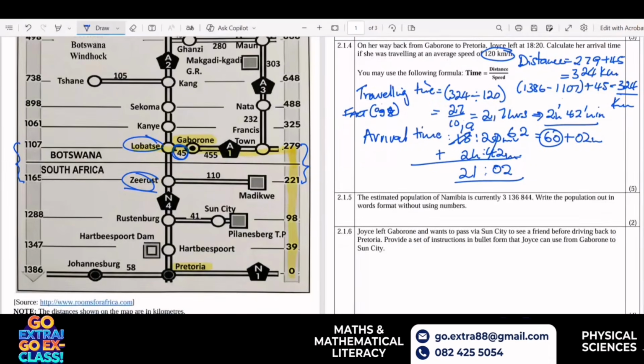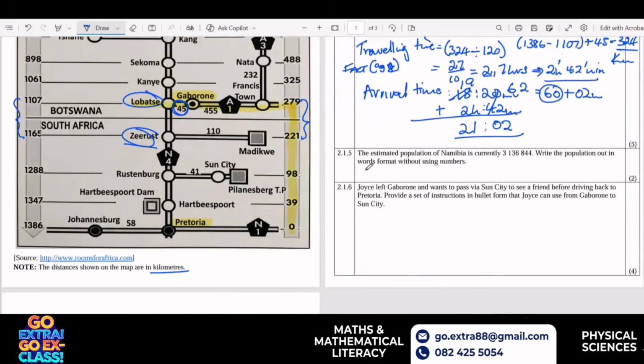The next question says to us, the estimated population of Namibia is currently 3,136,844. Write the population out in words format without using numbers. So now I've already pronounced it for you. What you need to do there is make sure you write it in words. So let me start here.